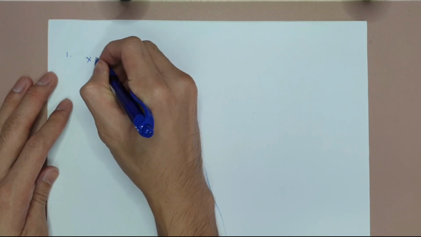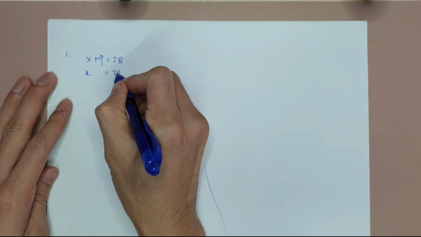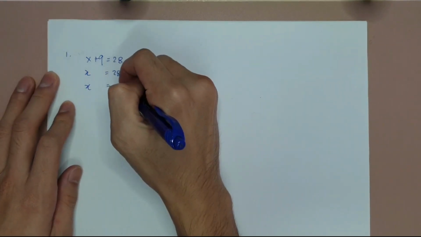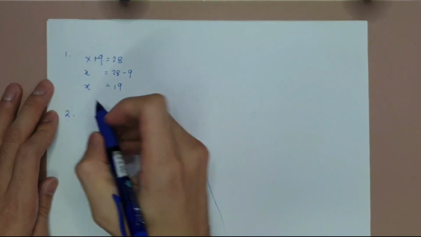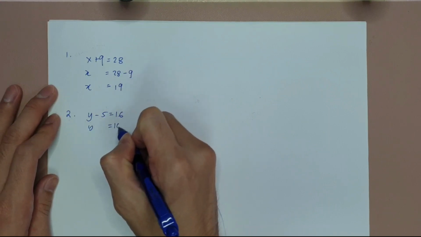See, x plus 9 equals 28. So x equals 28 minus 9. X equals how much? 19. Okay, so that's the first question. Question number 2, you have 20 questions. See, y minus 5 equals 16. Y equals 16 plus 5.